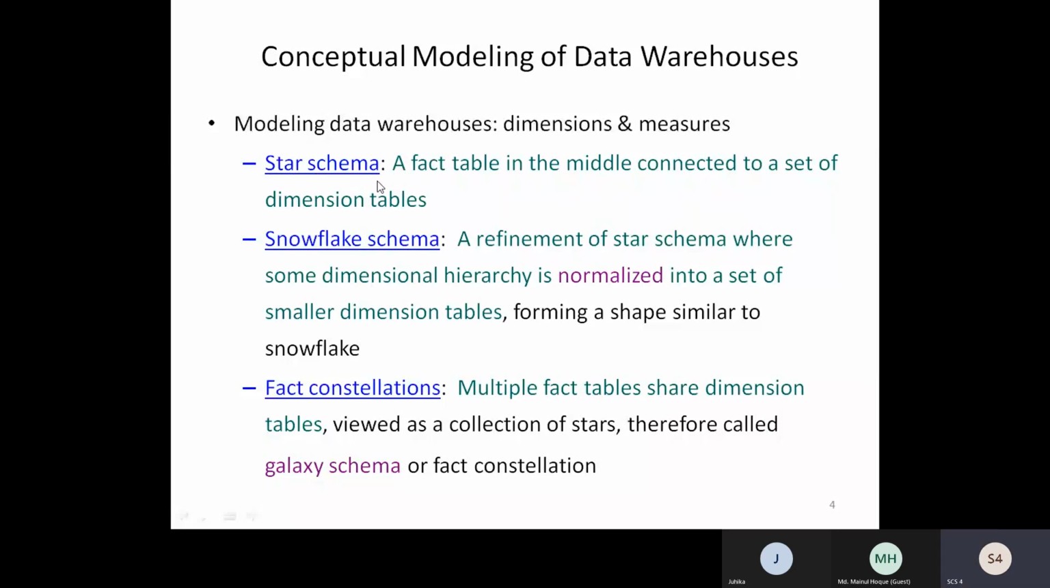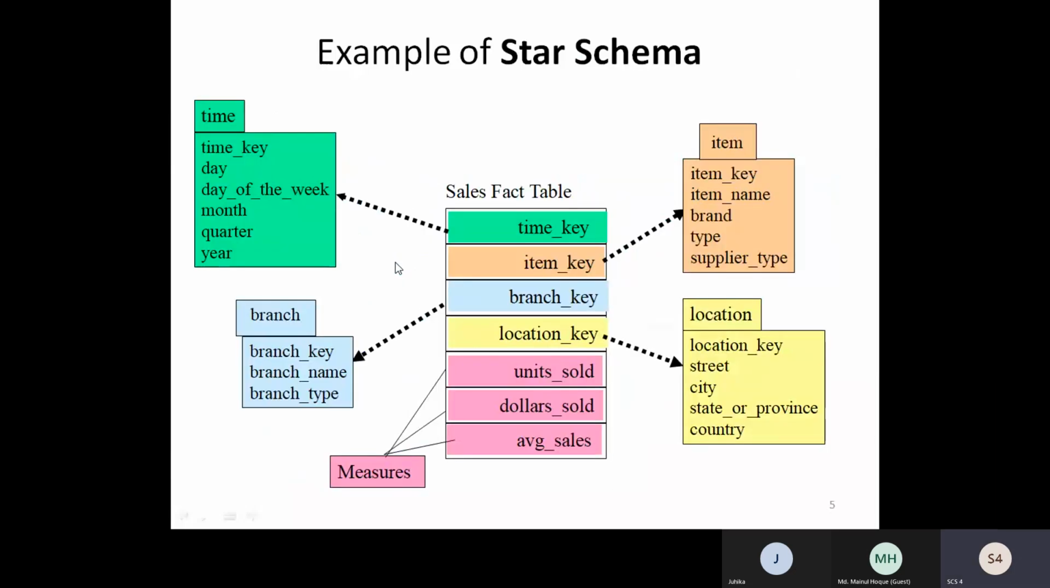So what is a star schema? A fact table in the middle connected to a set of dimensions. Don't need to worry. I'll go through each of them, okay, with some examples, with some diagrams. So without discussing the others, let's come to the star schema. Now, this is a star schema. This is the example of a star schema. I'll wait for 2 minutes. You will try to analyze this diagram and you'll tell me what's going on in this diagram.